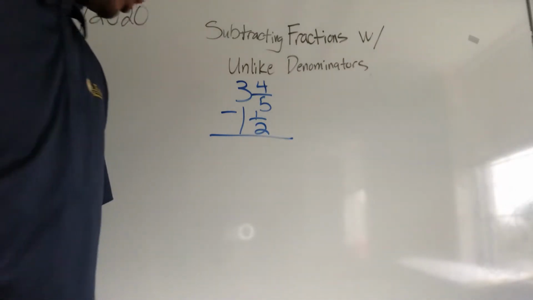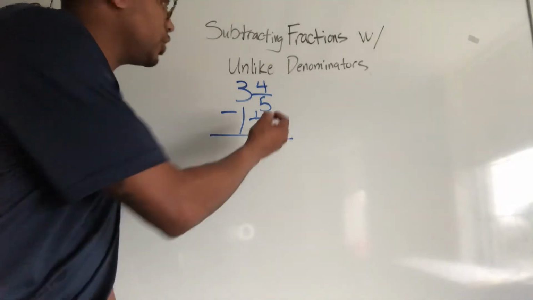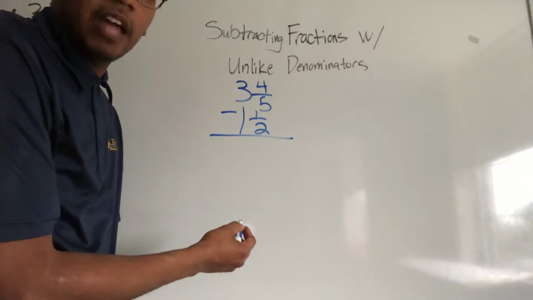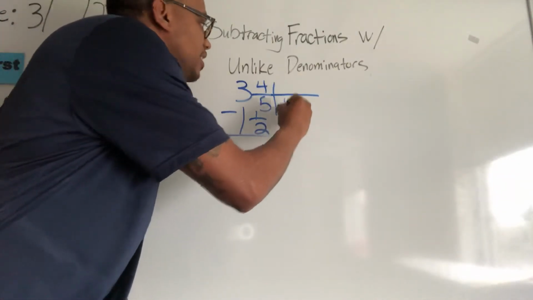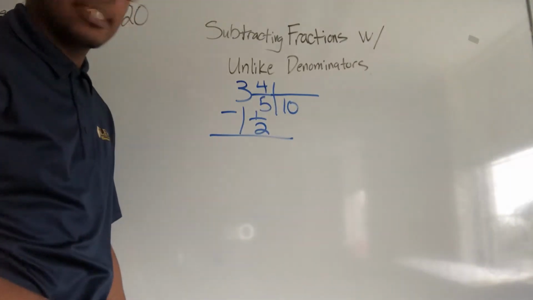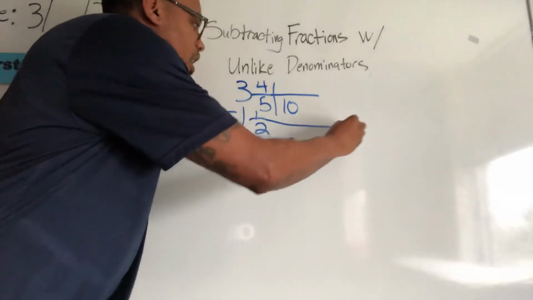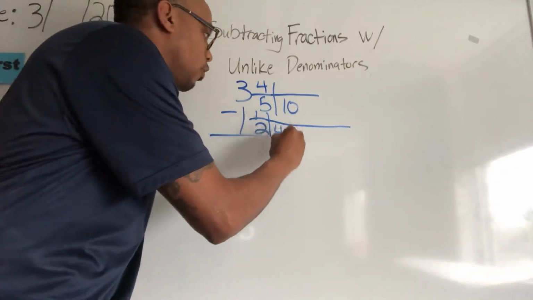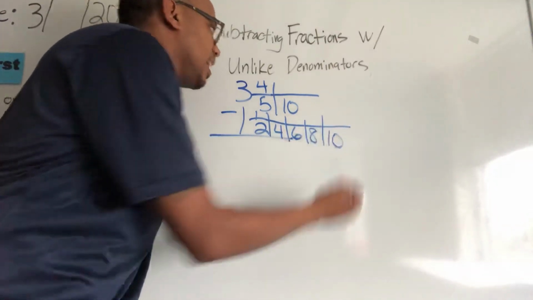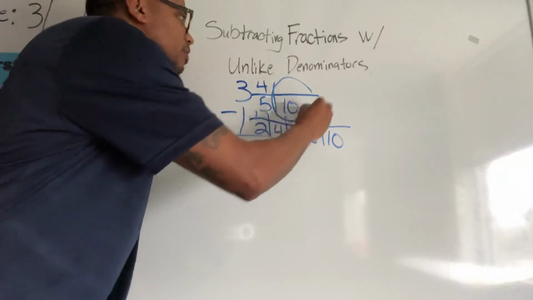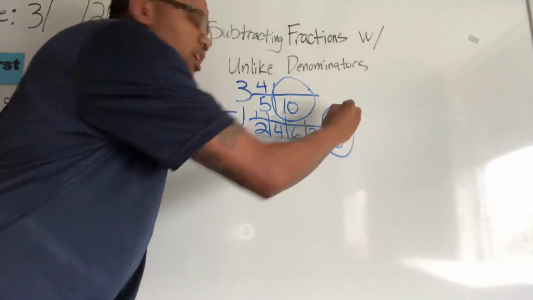There's no borrowing in this one. But I do have fifths and I have halves, right? So if I skip count that up, 5 plus 5 is 10. And since I know my 2's, I know this is 2, 4, 6, 8, 10. So the common denominator is 10.